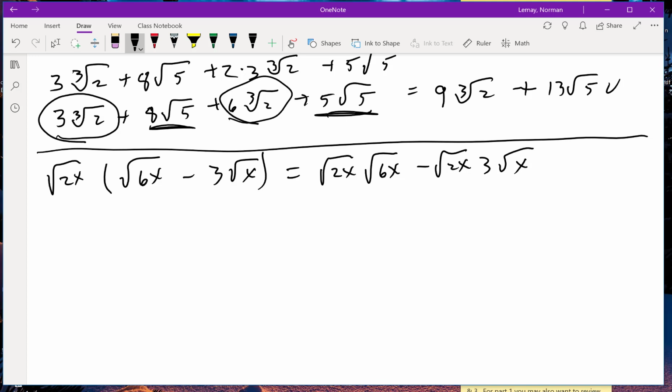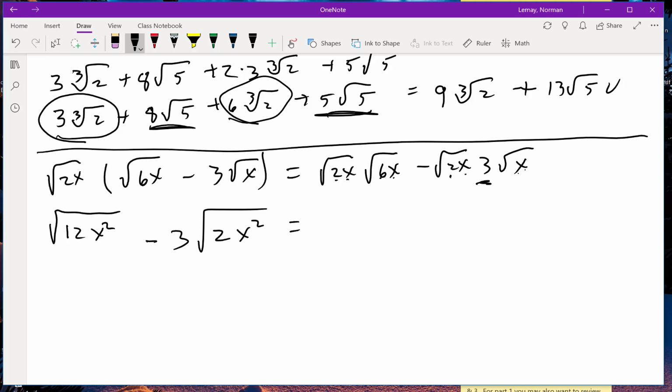Okay. So I can bring these inside, so I get the square root. So 2 times 6 is 12. x times x is x squared. Minus, so I got my 3 right here, I'll just bring that out front. Square root, so 2, nothing to combine there. And x times x gives me an x squared.